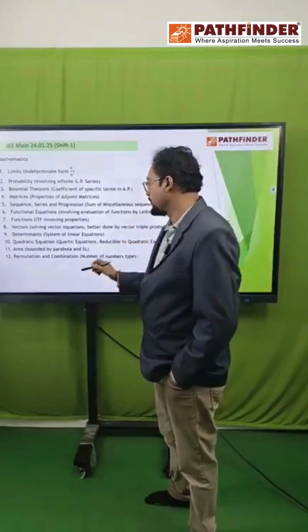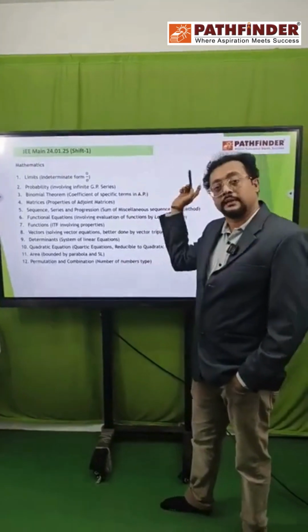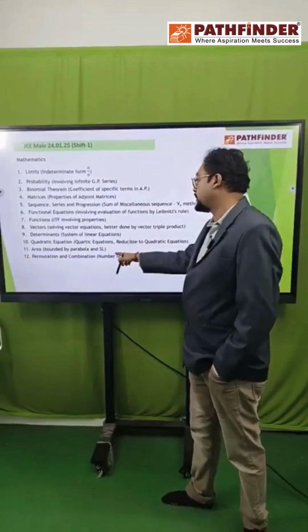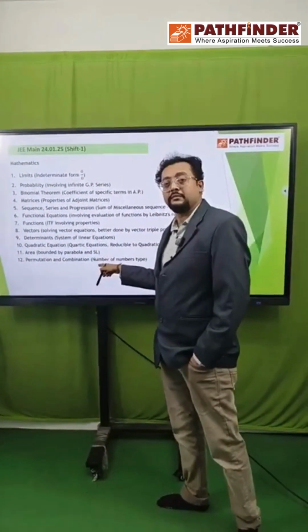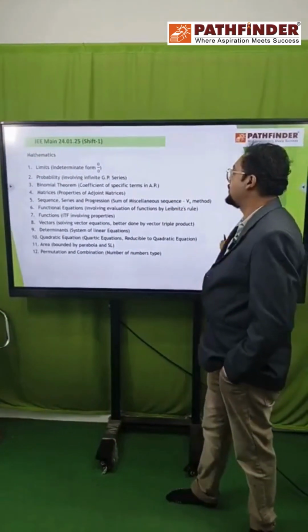to do it within just 1 or 2 minutes. And permutation and combination, number of numbers type, that was also a number of numbers type problem that was coming. You can remember that it was linear arrangement, and here it is number of numbers type.